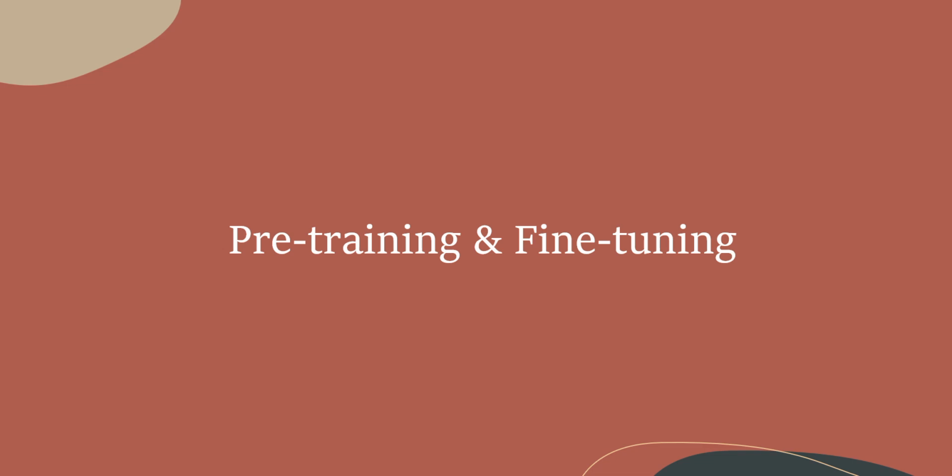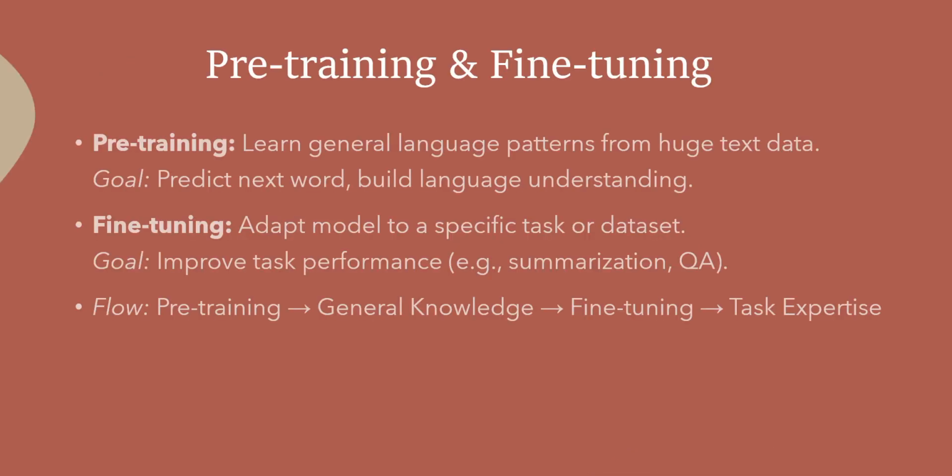What are pre-training and fine-tuning? Large language models are trained in two main stages: one is the pre-training stage, and the other is the fine-tuning stage. Pre-training is where the model learns general language understanding from massive text datasets like books, articles, and the internet. For example, GPT learns to predict the next word in a sentence.